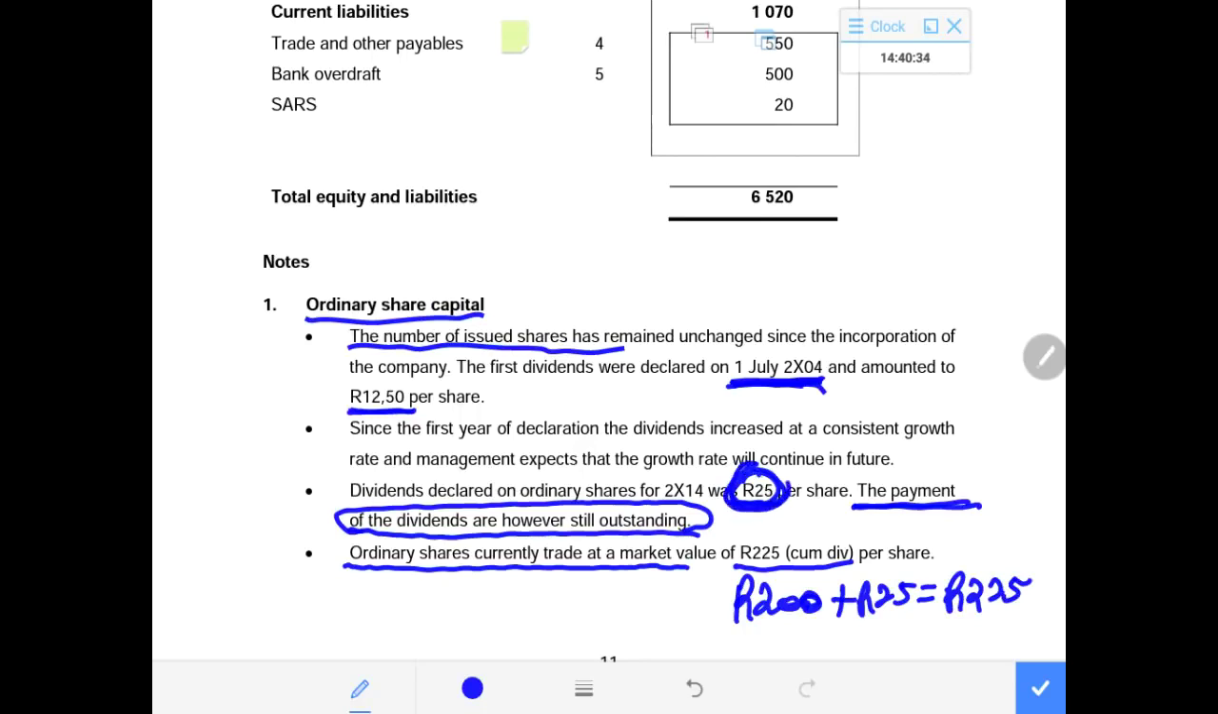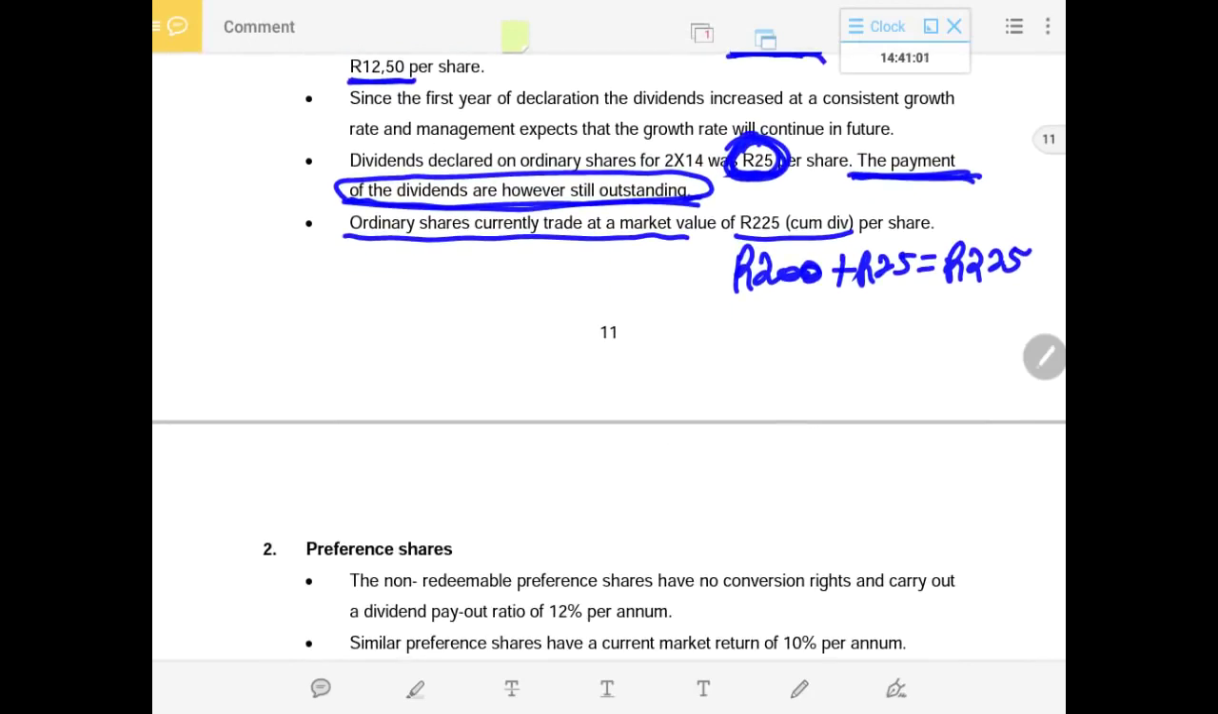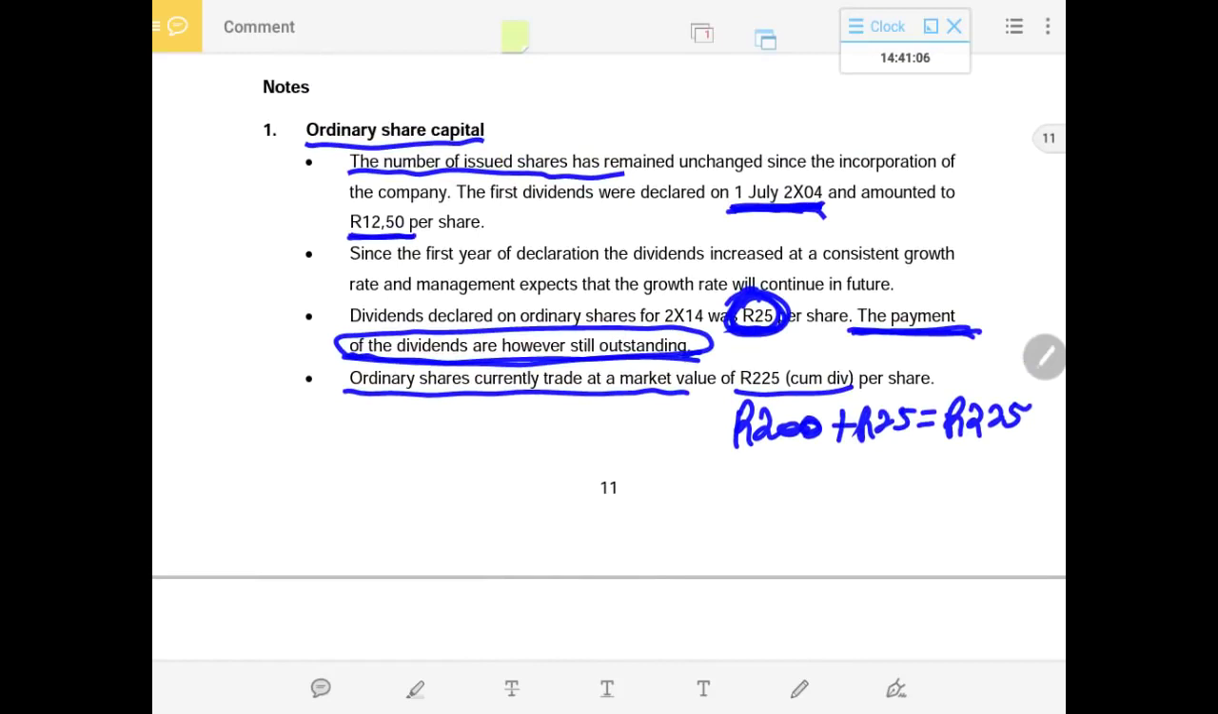Why? Because 25 rand of dividends declared at the end of the current year were not yet paid, they were still outstanding. So now be mindful of that 225, where 200 is the current dividends according to the market values, but 25 is from the fact that 25 rand was not paid, so we have to add that to the market. Then I want to bring to your attention something very small, which I will leave hanging and complete at the end.